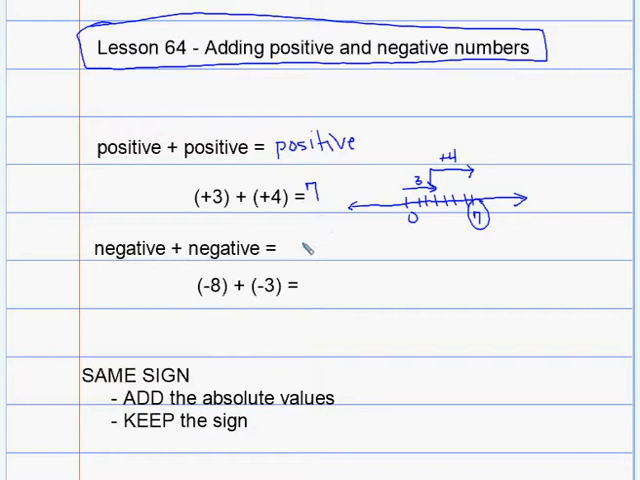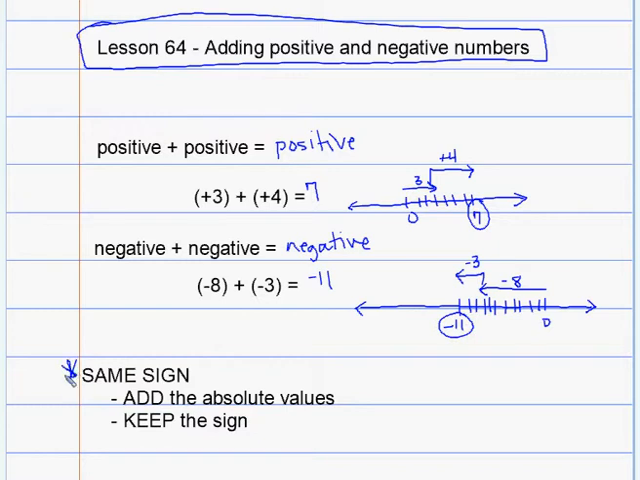A negative plus a negative will always equal a negative. Negative 8 plus negative 3. If we illustrate that on a number line, 1, 2, 3, 4, 5, 6, 7, 8, we start at 0 and we go 8 in the negative direction. And then we're going to go a length of 3 after that, still in the negative direction, landing on negative 11.